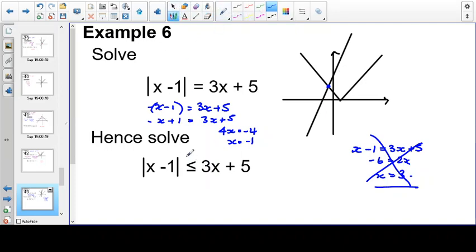Hence, solve modulus is less than or equal to the line. So where is the modulus function less than or equal to the line? Well, it's all of this bit here. So that is where x is greater than or equal to minus 1. And that's that. Okay, so just get into the habit. If you see a question that looks like that, even though it won't tell you to solve it using a graph, just get into the habit of sketching the graphs.